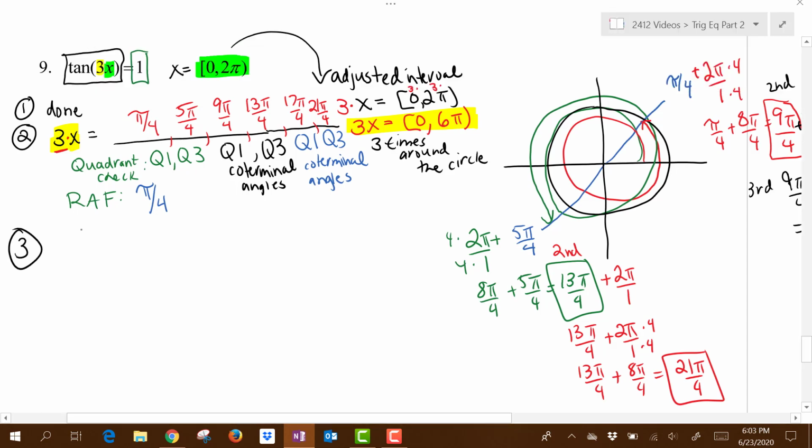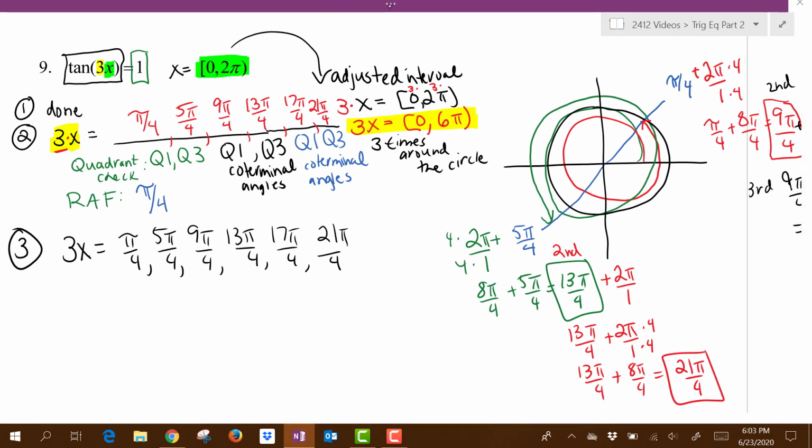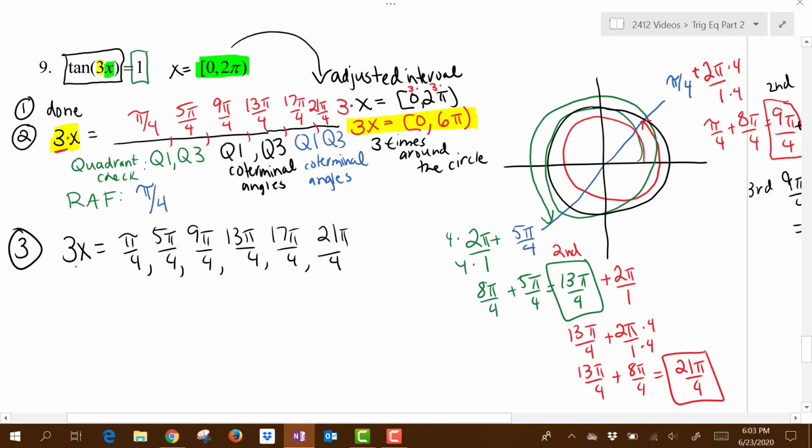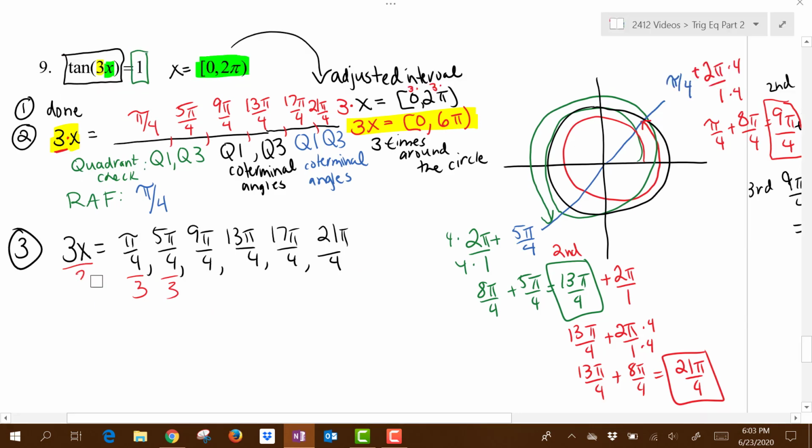Alright, so our third step is to take all of the angles that we just found and solve for x. On both sides, I either want to divide by 3. Now if I divide by 3 on everything, I end up with this really ugly looking fraction for all of them. So instead of dividing by 3 to get rid of the number in front of x to solve for x, I am going to multiply by the reciprocal on both sides.